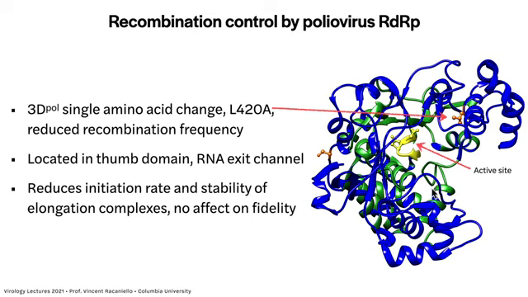They're likely to fall off, so they're more likely to stay on the same template. No effect on fidelity, actually. So the fidelity is controlled on the other side of the molecule. This controls recombination. And the two actually work together. And we'll, again, explore that when we talk about evolution.